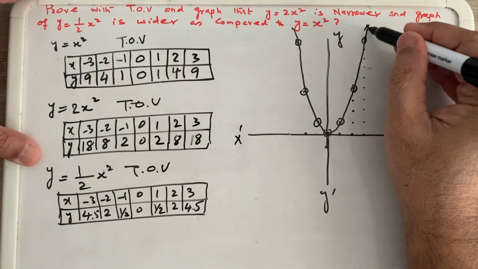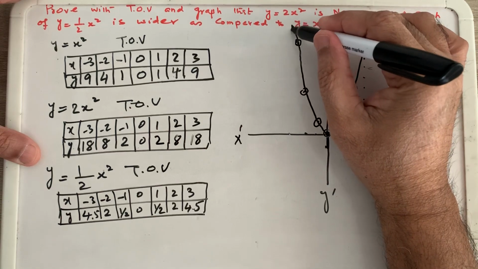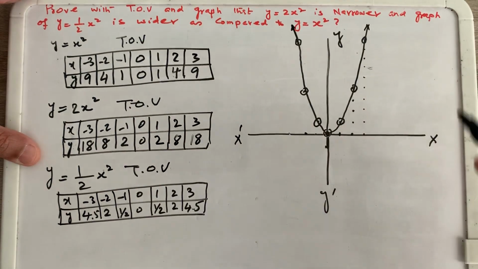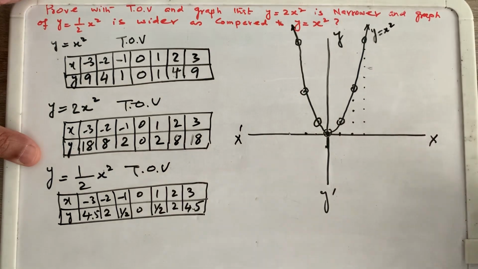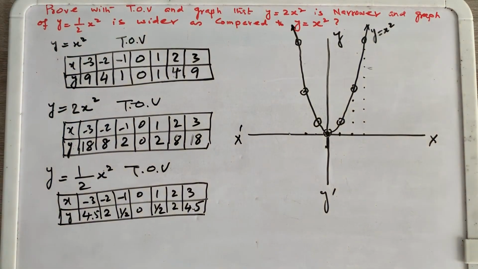This curve, or this parabola, is representing y equals x square. And I can put an arrow because it is never ending. It will go in this direction. Y equals x square. This is my first curve. What I have to prove? The values are also showing me what will happen if I draw y equals 2x square. I will draw it in red so that we can see where the graph is moving to.